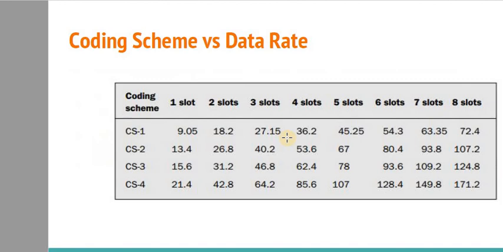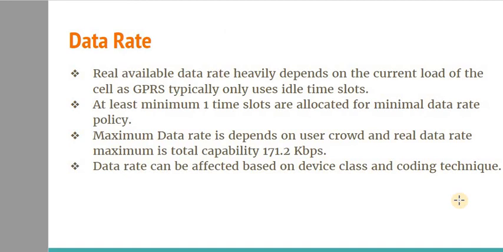And the total capacity provided by CS4 is 171.2. So we can see the lowest one will be 1 and the highest one can be 171.2, but it is not totally 171.2, it will be less than 171.2, as I told you, it depends upon the channel condition.